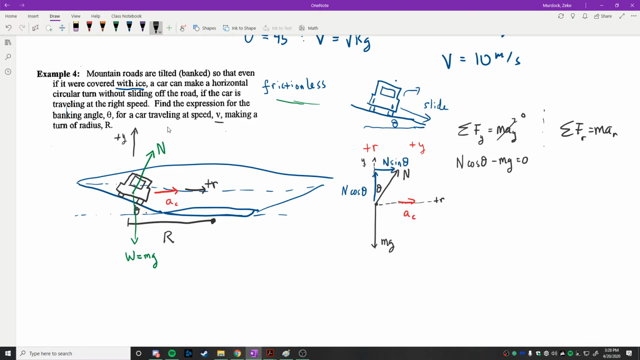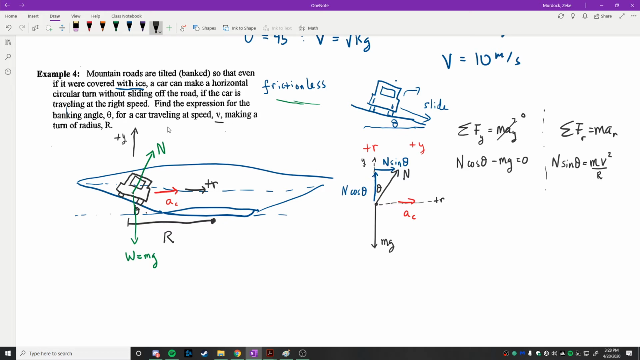And then in the radial direction, we've got... No, it will be. I'll put that in there in the next line. I'm just going one step at a time. The m v squared over r. So net force in the radial direction, there's only one force, right? Which is n sine theta. And that one's going to be equal to mass times radial acceleration. But the radial acceleration is always just going to be v squared over r.